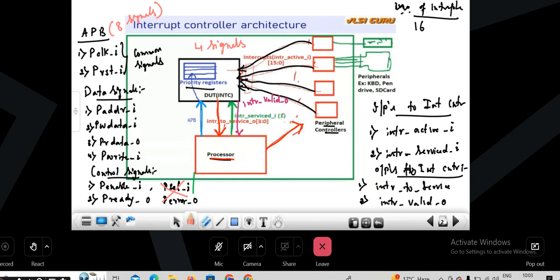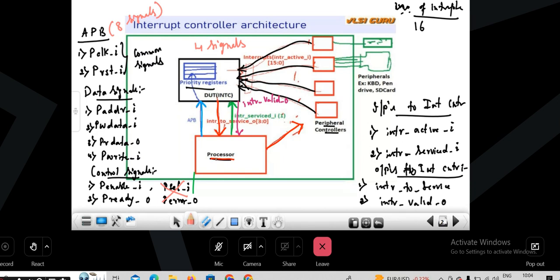This state I can call the active interrupts state. Shall I call it like this? In the active interrupts state, what is my job? Find the highest priority interrupt. Did you understand? Find the highest priority interrupt.